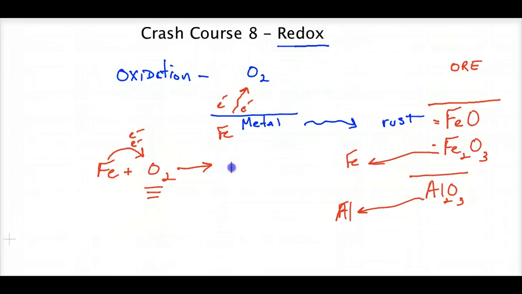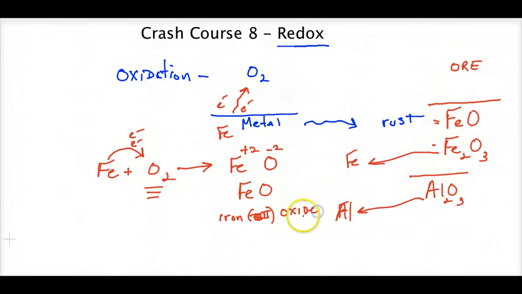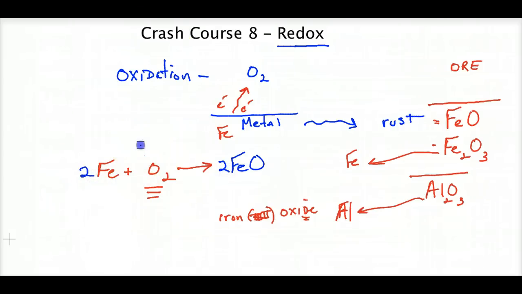And the iron becomes charged. Let's say it's plus 2. The oxygen, or one of the oxygens, let's say, of the two, absorbs those two electrons and becomes negative 2. And what you make is that iron 2 oxide, as I just mentioned. That's a form of ore, iron 2 oxide. The Roman numeral 2 just denotes that the iron is plus 2. Oxide, because it's binary. And that is one reaction. Of course, I don't have it balanced, so let's balance that: a 2 here and a 2 here. And that would be a redox reaction because oxidation was occurring by the use of the oxygen.